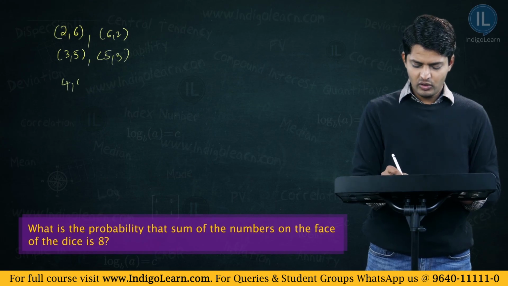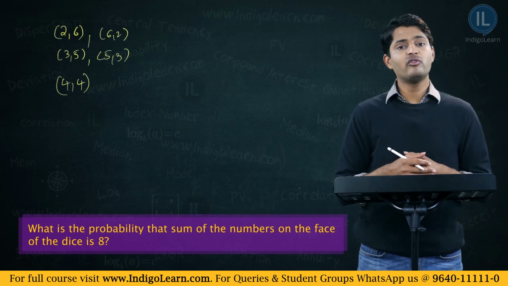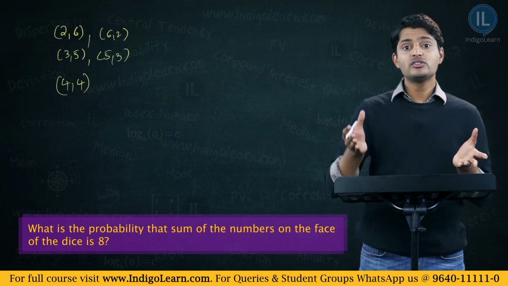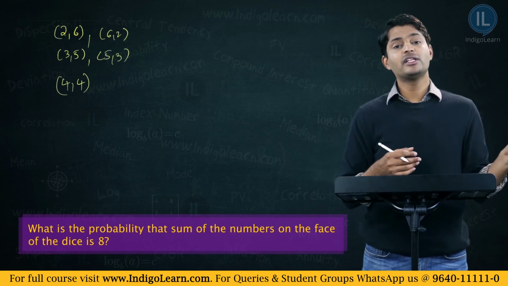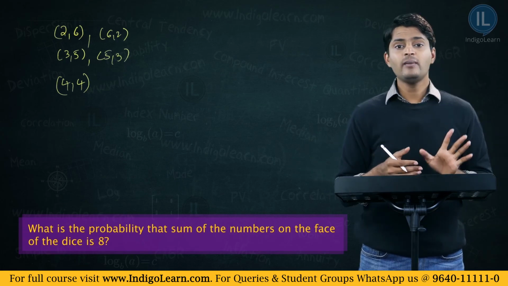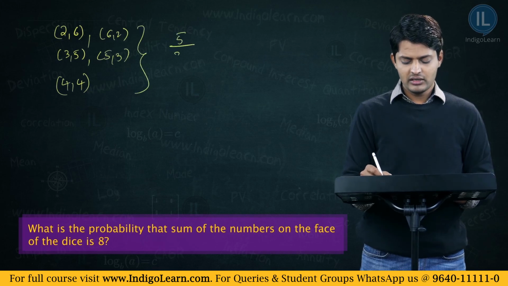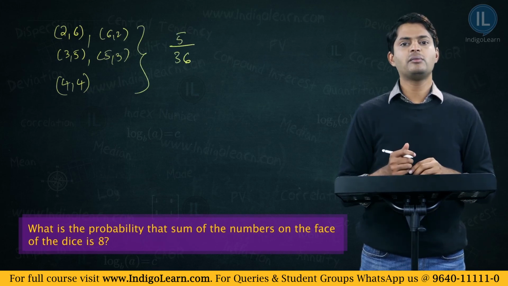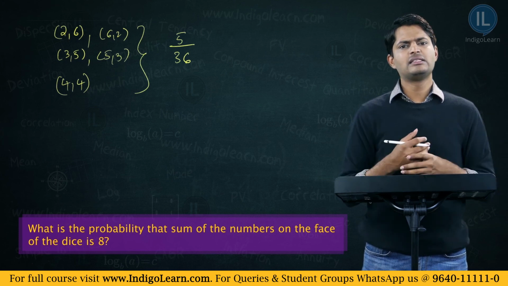Now 4 comma 4. My question is, if I write 4 comma 4, can I again write 4 comma 4? Technically no, because both numbers are same, I cannot count it 2 times. Whenever the number repeats, you have to count it only 1 time. So total how many cases are in your favor? 5 upon 36. So this is the probability of the sum becoming 8. This is a very simple question, guys.